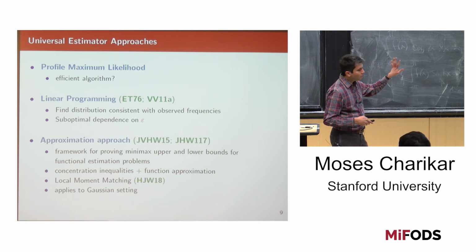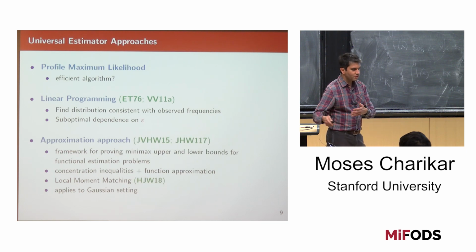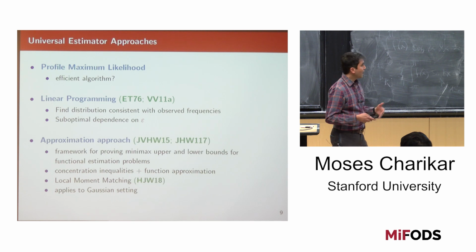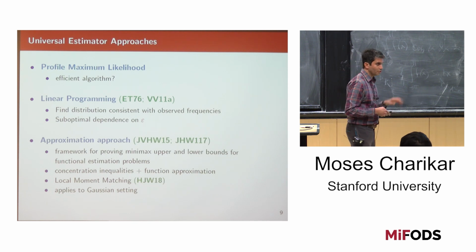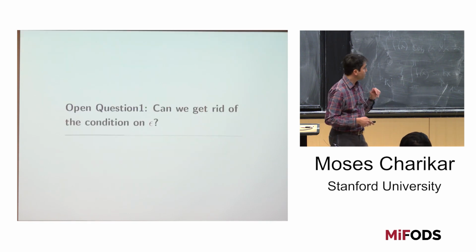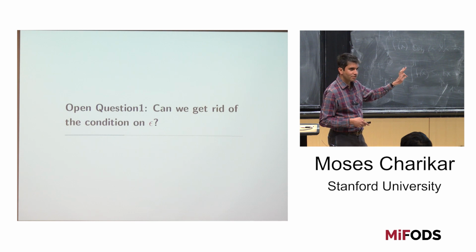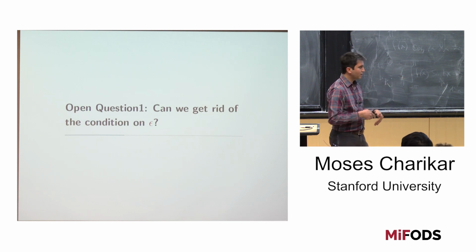So profile maximum likelihood is one of several approaches that have been used in this area. I think it's an interesting approach, and so we're going to focus on this one, but there are others. Let me say a little bit about ways in which we might actually get rid of epsilon. I said that there is this barrier: we can't get epsilons to be very small.